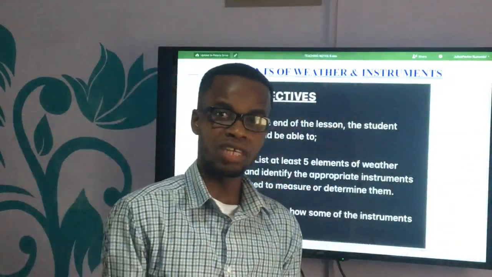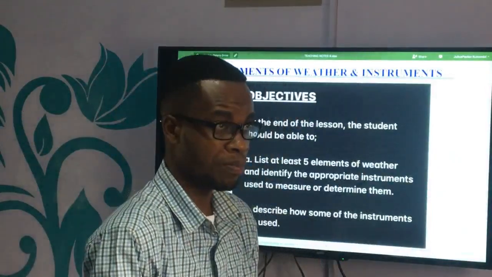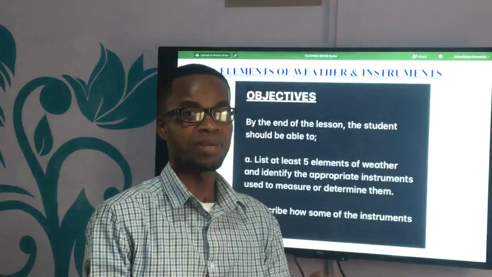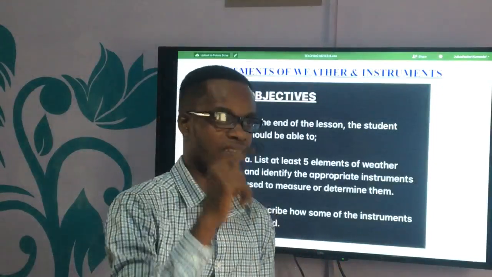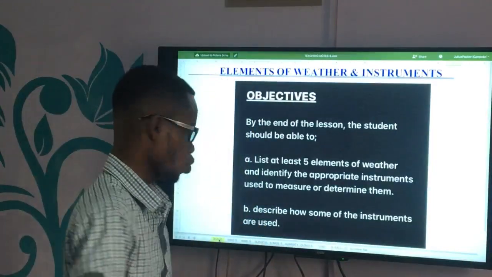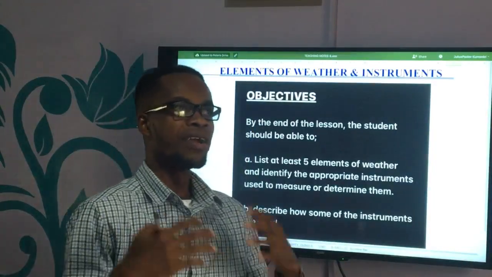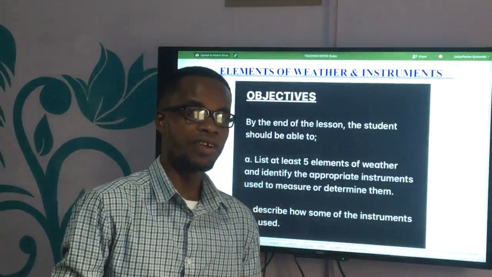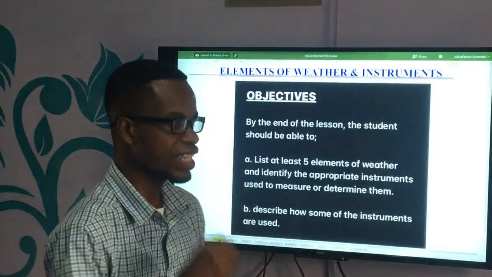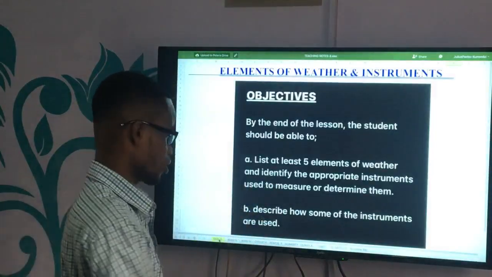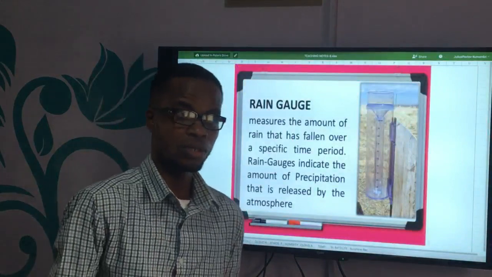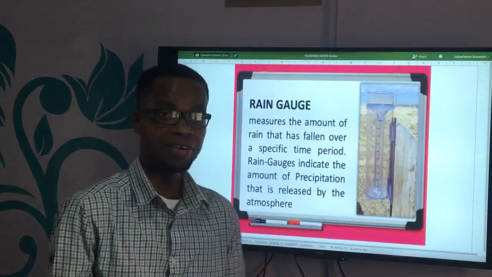There are a whole lot of things that make up the weather and the climate, and we call them elements of weather. So we take them one by one. Rainfall is a factor. To determine the amount of rainfall, we need an instrument to do that. The first instrument we have here is the rain gauge.